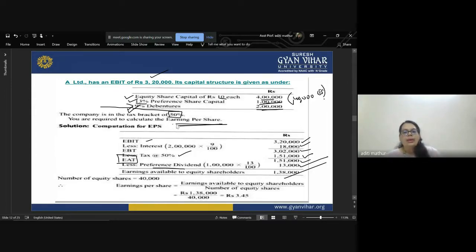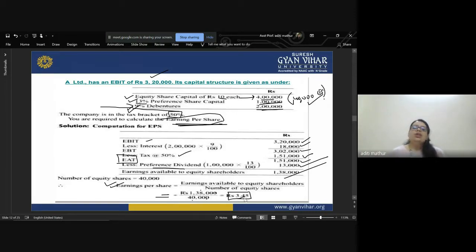Don't forget, we have to calculate the EPS. So what is the formula of EPS? The formula of EPS is earnings available for the equity shareholders divided by the number of equity shares. We have calculated the number of equity shares at the very beginning. That was 4 lakh divided by 10, we got 40,000. So your EPS is 1,38,000 divided by 40,000. You get 3.45 rupees, right? So at this capital structure level, company A is earning an EPS of 3.45 rupees.